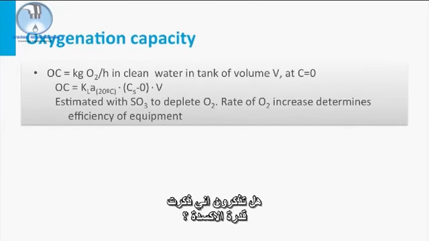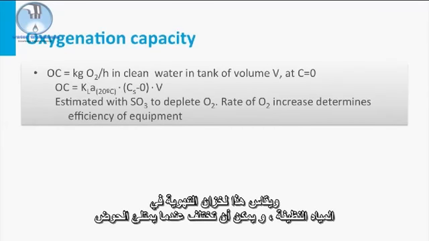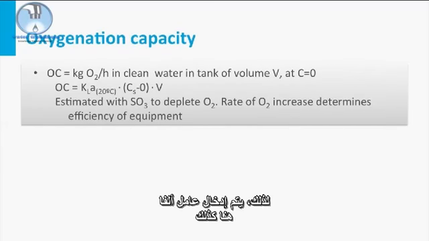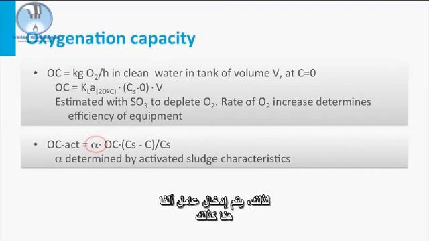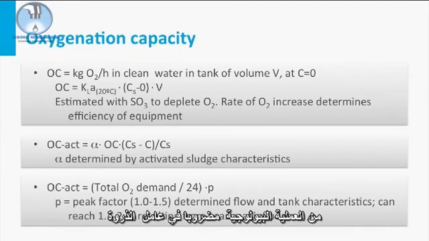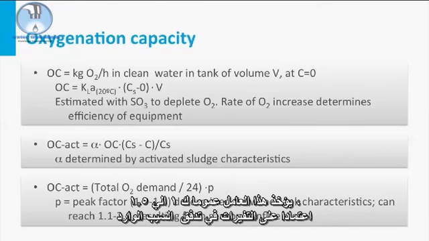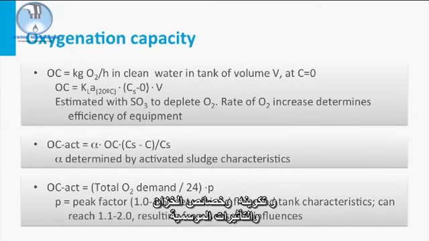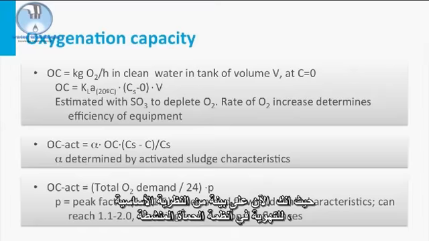Do you remember that I mentioned the oxygenation capacity? This is measured for the aeration tank in clean water and can differ when the tank is filled with activated sludge. Therefore, the alpha factor is introduced here as well. The actual oxygenation capacity should be at least equal to the total oxygen demand of the biological process times a peak factor. This peak factor is generally taken as 1 to 1.5 depending on the fluctuations in influent compositions and flow, tank characteristics and seasonal influences.